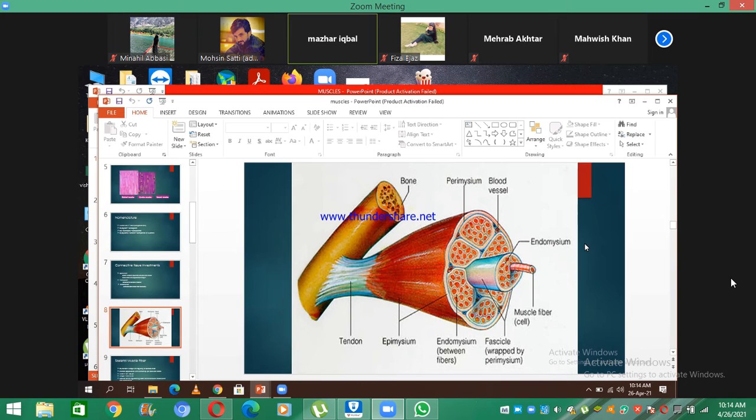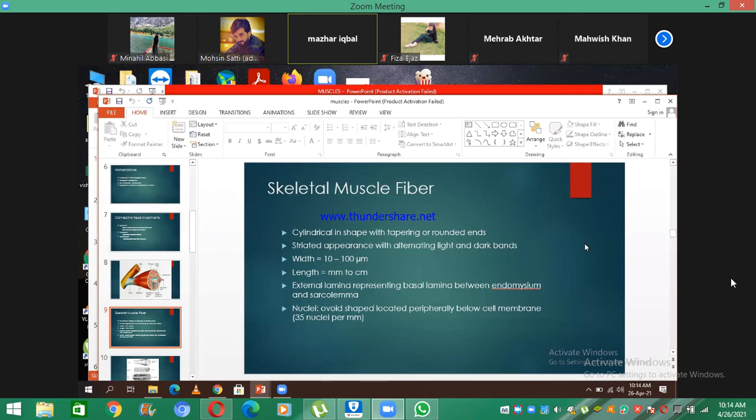These connective tissue investments are obvious from this diagram. So what is the skeletal muscle fiber? Skeletal muscle fiber is cylindrical in shape and tapering at the rounded ends. It has striations, or cross bands, appearing as alternating light and dark bands. We will discuss this in detail when we discuss the histology of the muscle fiber. The width of the muscle fiber may be 10 to 100 micrometers, and the length is very long. It may range from millimeters to centimeters.